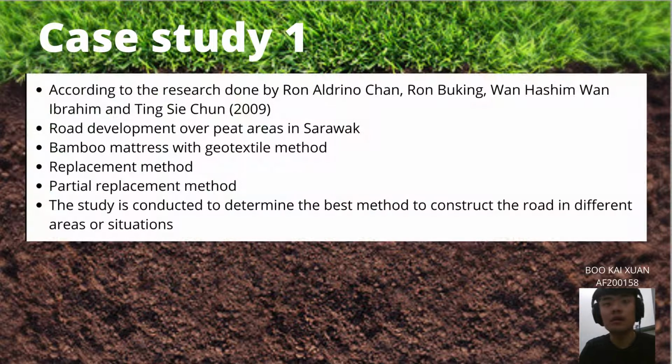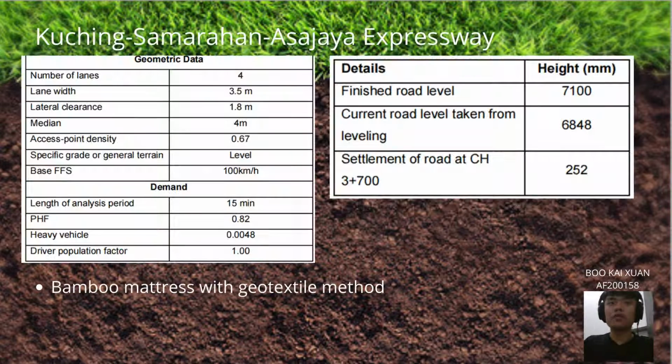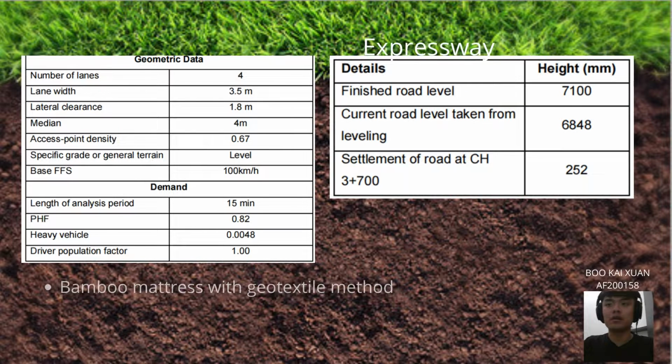In case study 1, the study is conducted to determine the best method to construct the road in different areas or situations. The first road studied is the Kuching-Samarahan-Asajaya Expressway. The two tables show the geometric data, the demand of the road, and the details for the settlement. The method used for the construction of the road is the bamboo mattress with geotextile method.